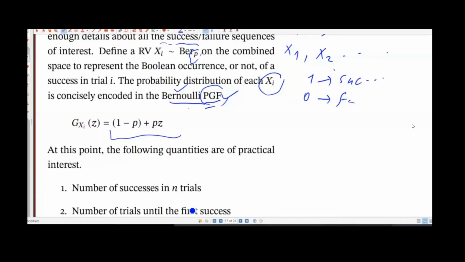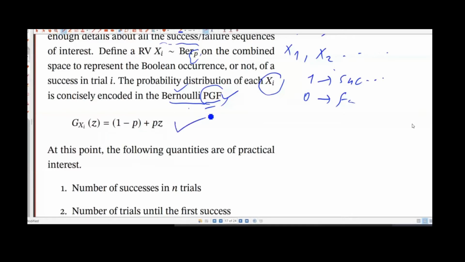Just look at the exponents of z. The exponent of z here is 1, 1 is a success. So you multiply it with the success probability. Here the exponent of z is 0. 0 is a failure, and here it's the failure probability. So the PGF actually includes everything. It is a complete description of the distribution. Tells you everything.